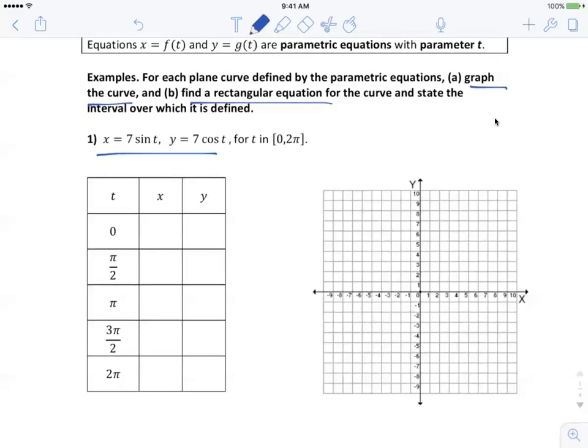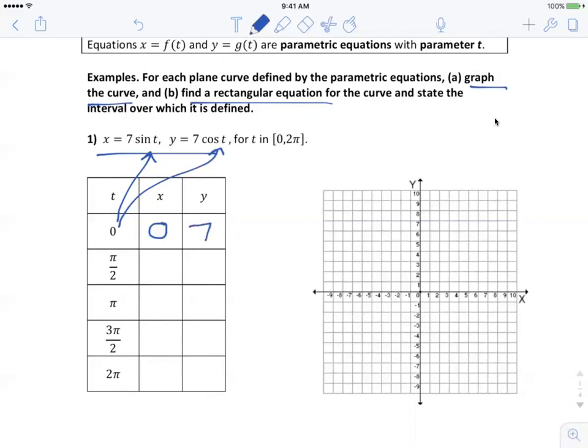So I've picked some t's, and then we're going to calculate the x and y based on the parametric equations. If t is equal to 0, I'm just plugging in that 0 to where I see t to get the x and the y. So for the first one, I'm putting the 0 there, 7 sine 0. Well, sine of 0 is equal to 0. 0 times 7 is 0. Then I'm going to put the 0 there to figure out the y. And that's 7 cosine 0. Cosine 0 is 1. 7 times 1 is 7.